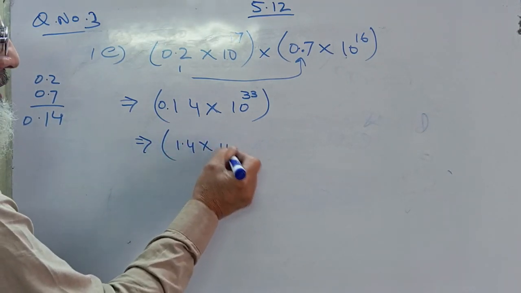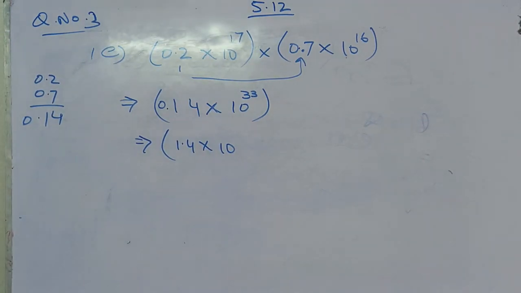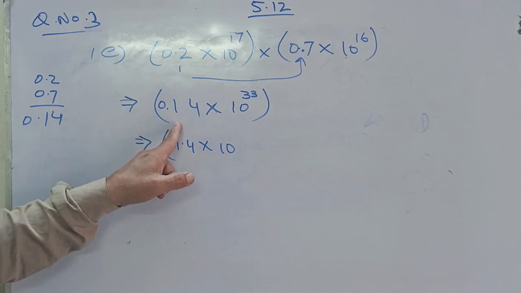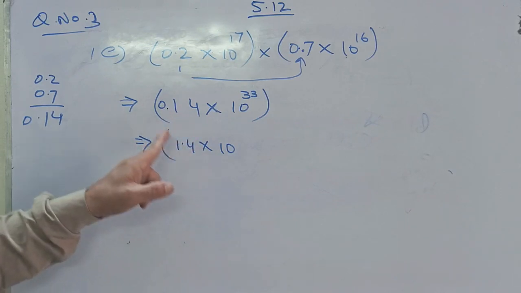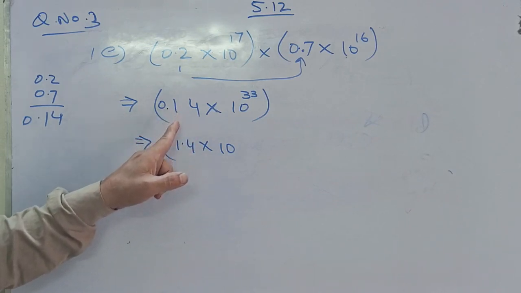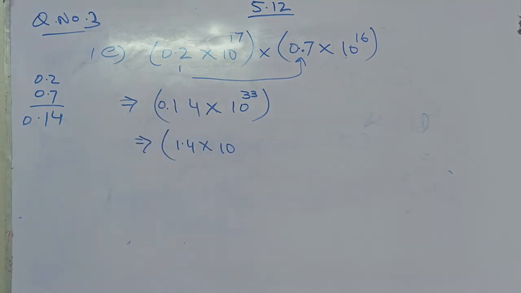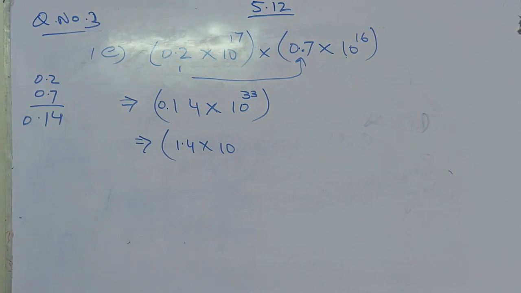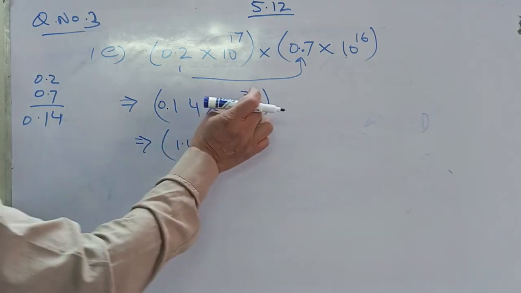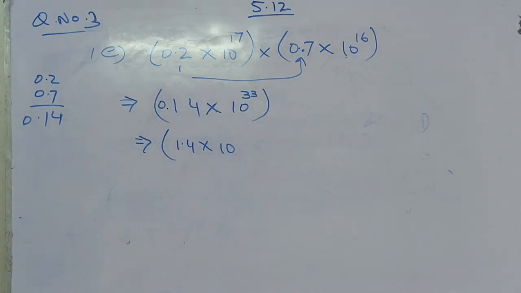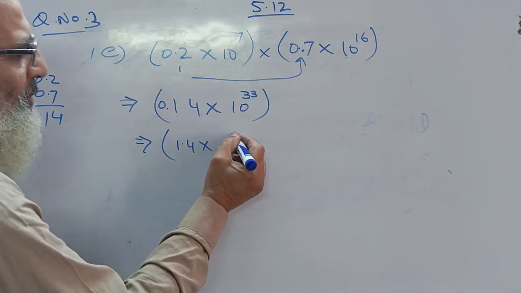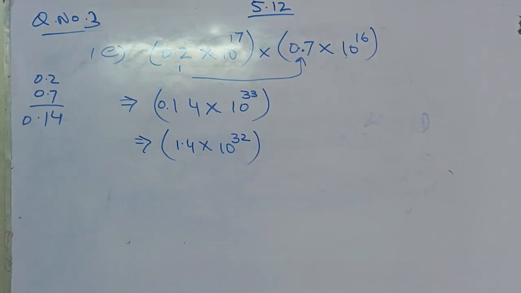1.4 multiplied by 10 raised to power. You see that I have pushed the point one digit ahead. So when I have pushed the point one digit ahead, here it was 33, so I have to bring it back because I have pushed the point by 1. So it will become 32.